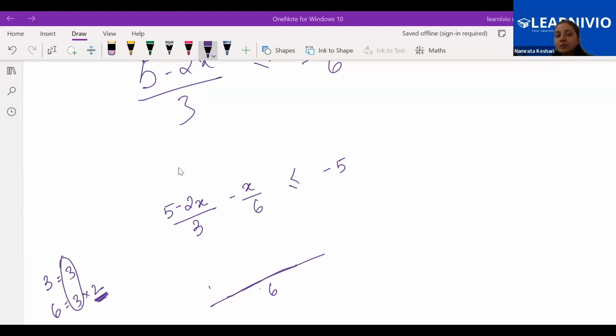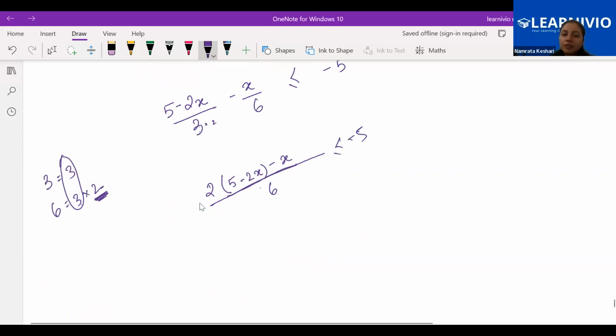See, in the numerator part, it's 3 times 2 is 6. So 2 will be there. Yes or no? Then 5 minus 2x minus x. Basically 3 changed to 6. That means 2 is multiplied over here. Similarly, we need to do the multiplication by 2 in the numerator part also. Exactly, 10 minus 4x. Okay, 4x and x, 5x.